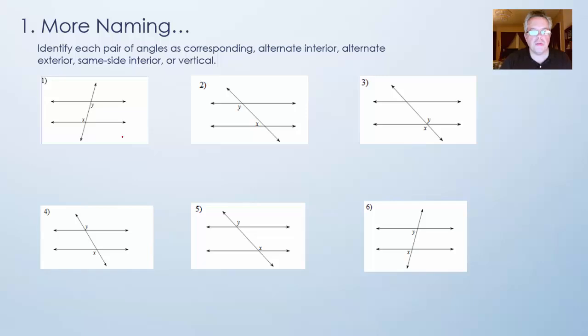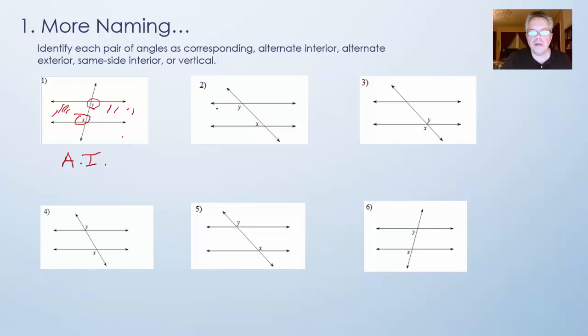Okay, let's take a look at the first one. I see that the angles are inside the parallel lines, so they're on the interior. What I just shaded there is the interior. So either they're same side interior or alternate. X is on one side of the transversal, Y is on the other side of the transversal. So these are alternate interiors, and I'll put AI for short.